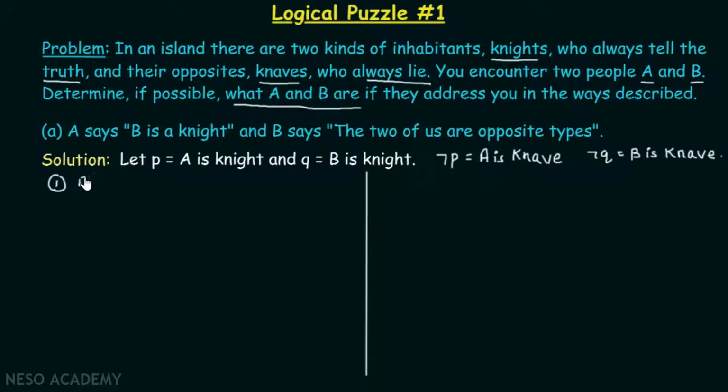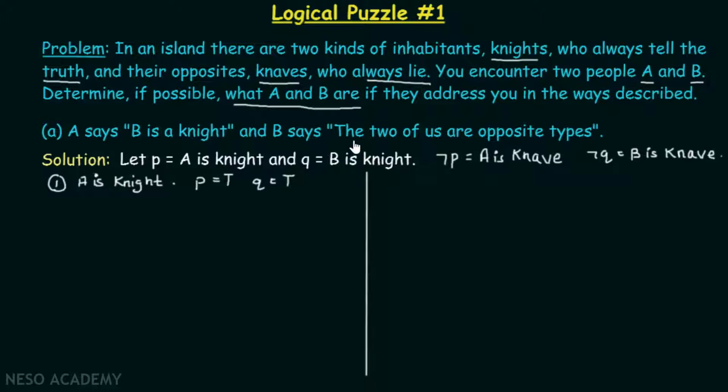Case number 1. A is a knight. Now we assume that A is a knight. That means P is true, right? If A is a knight, that simply means that P is true. Now we know that knights always tell the truth, right? Therefore, A always tells the truth. As A says B is a knight, therefore Q is also true, right? According to A, B is a knight. Therefore Q is also true. That means B is a knight. Now as Q is true, whatever B says is also true.